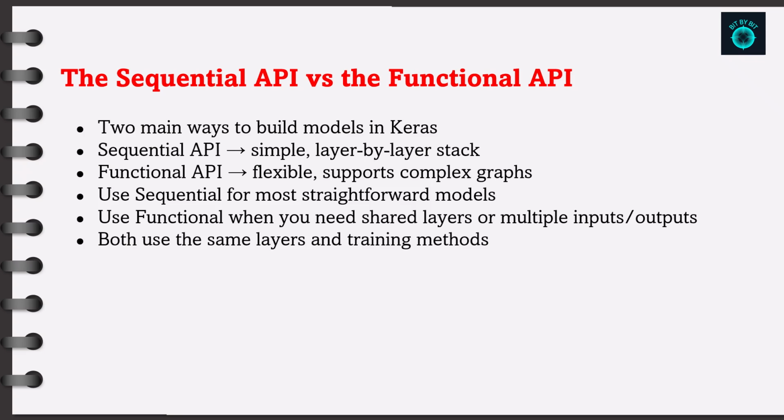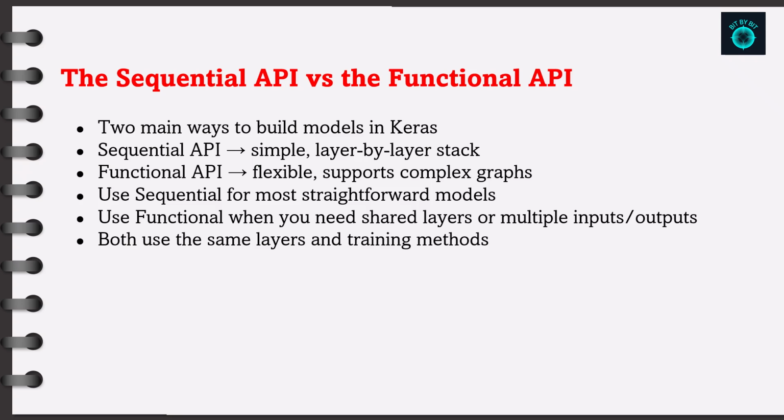The Sequential API is the simplest. You stack layers one after another, from input to output. It's great for linear models, where each layer feeds directly into the next. Most beginners and small projects start with sequential models.